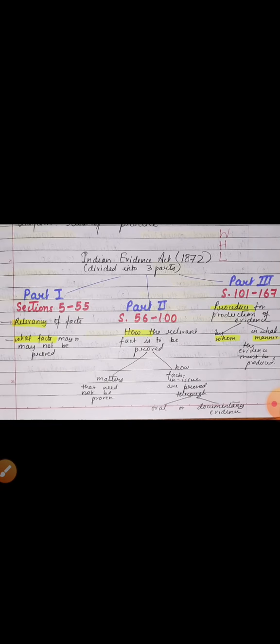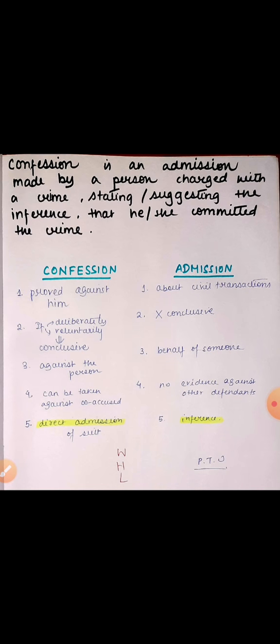Here also you have got a confession, but you are not to write this confession in your exam. You can write it if you want to explain Justice Stephen's definition, but in general you should write that a confession is an admission made by a person charged with a crime, stating or suggesting the inference, which means suggesting something, that he or she has committed the crime. That's the exact definition which you must give. It's given in NCERT. Okay?